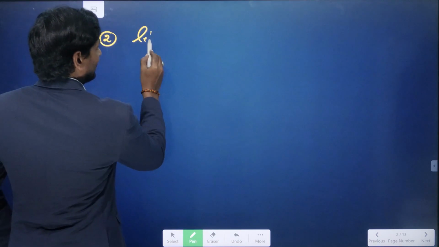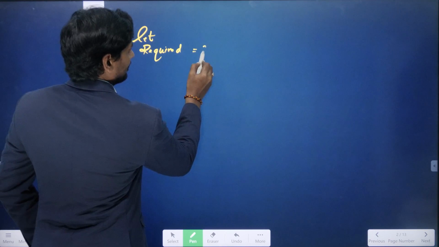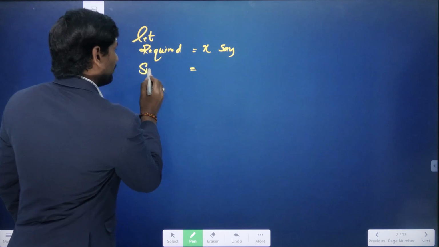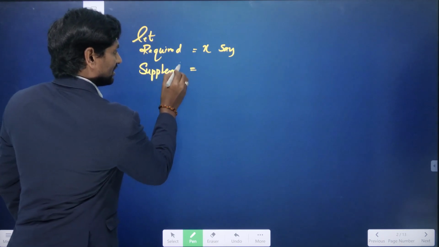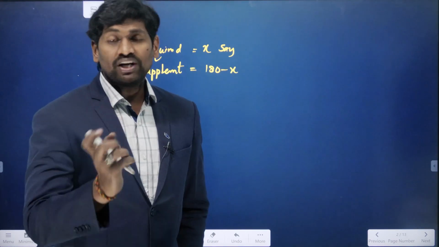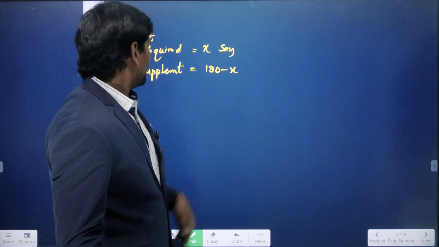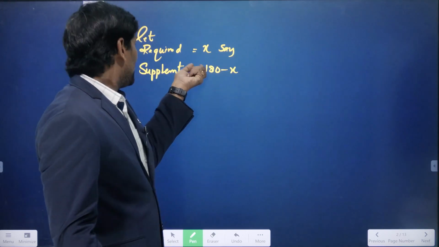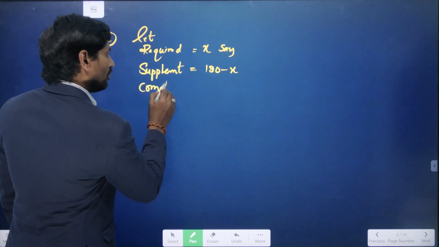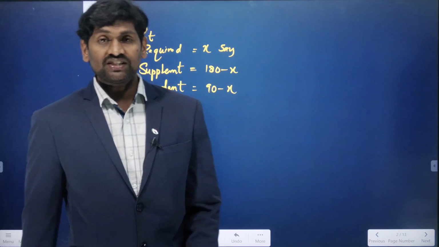For example, let the required angle be x. What is its supplementary angle? The supplementary angle of x is 180 minus x, because the sum of the two angles will be 180 degrees. Each angle is called supplementary to the other. What about its complement? The complement of x is 90 minus x.